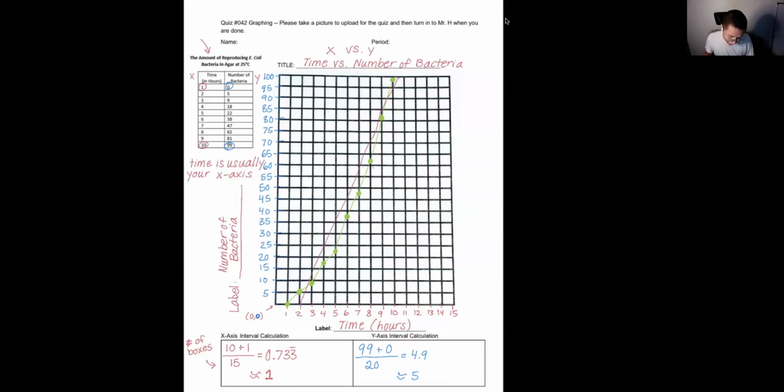I'm a little bit off. I have too many dots on my right side, but it would look something like that for your best fit line. And that is it. That is how you would get all your points on your graphing section. So if you want to turn that back into me, you're more than welcome to. And that's it.